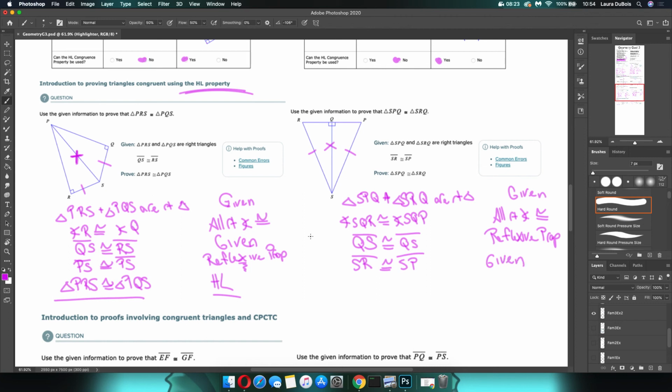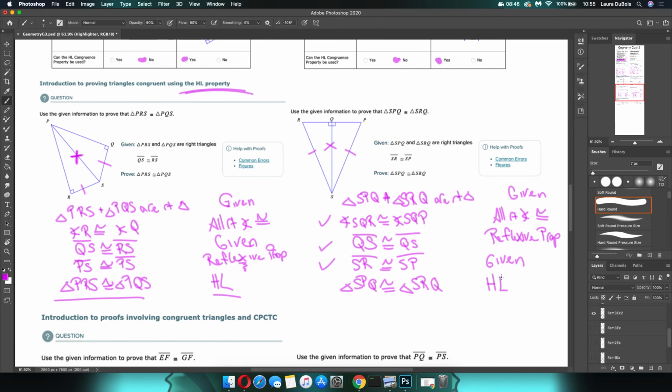So do we have everything? Do we have the angle? Yes. Do we have the leg? Yes. Do we have the hypotenuse? Yes. Then we're all done. We're good. So we have to prove triangle SPQ is congruent to triangle SRQ. And we already know the whole point is that it is hypotenuse leg.